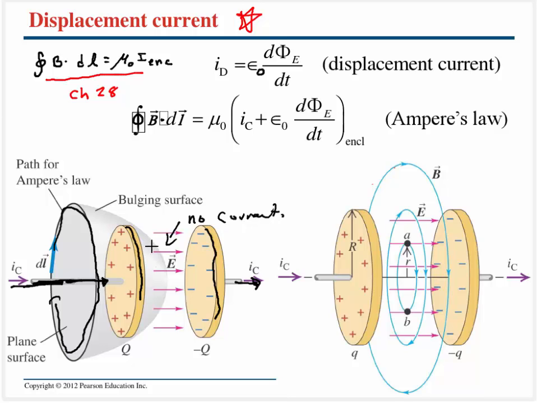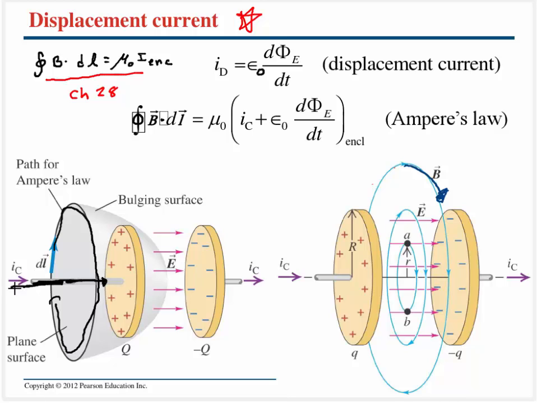Well, if we were to measure a magnetic field around that capacitor, it turns out that one is going to exist. So we're going to have a circular magnetic field just like we have shown right over here. Well, how does that happen?